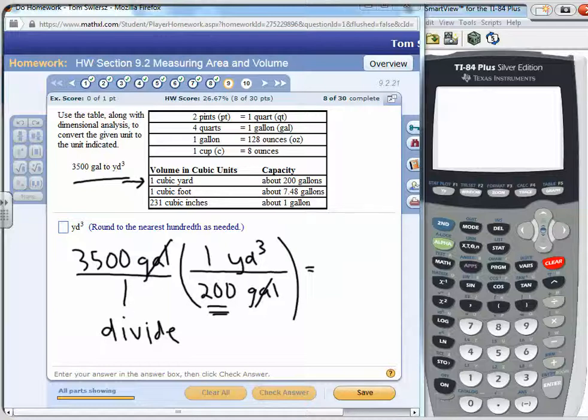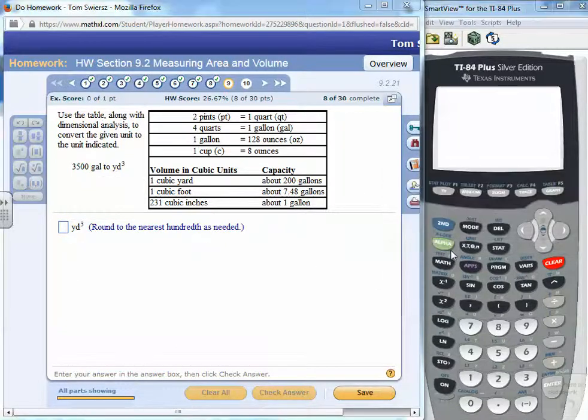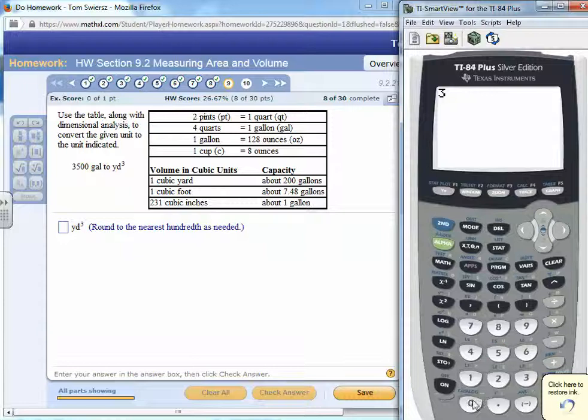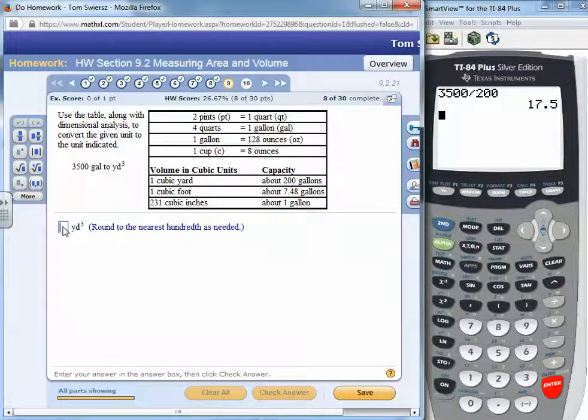Again, this is over 1, so it's 3,500 times 1, which would be 3,500 over 200, so you just take 3,500 divided by 200, and that will give us our answer in cubic yards. So just using dimensional analysis. Doing the division on our calculator gives us 17.5.